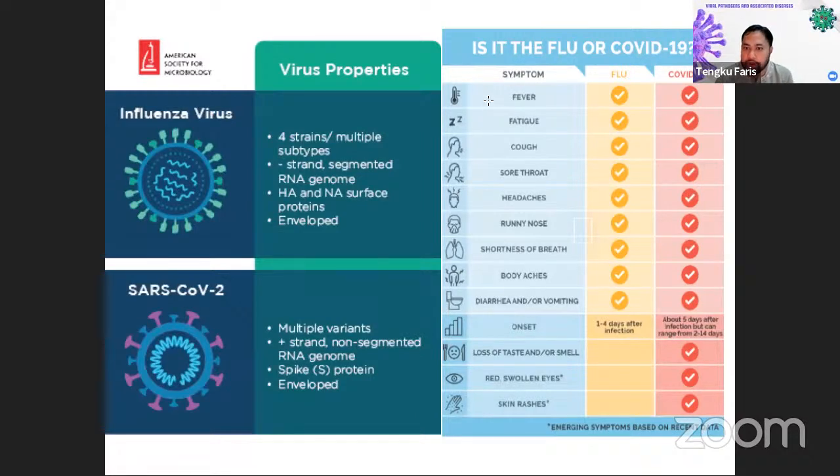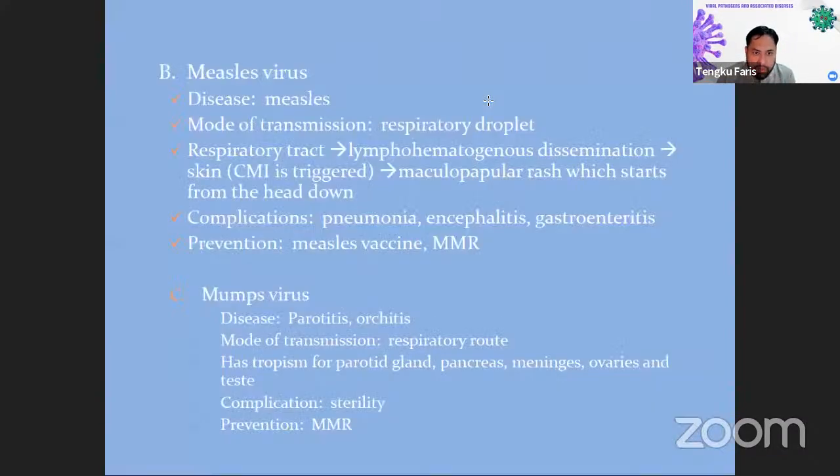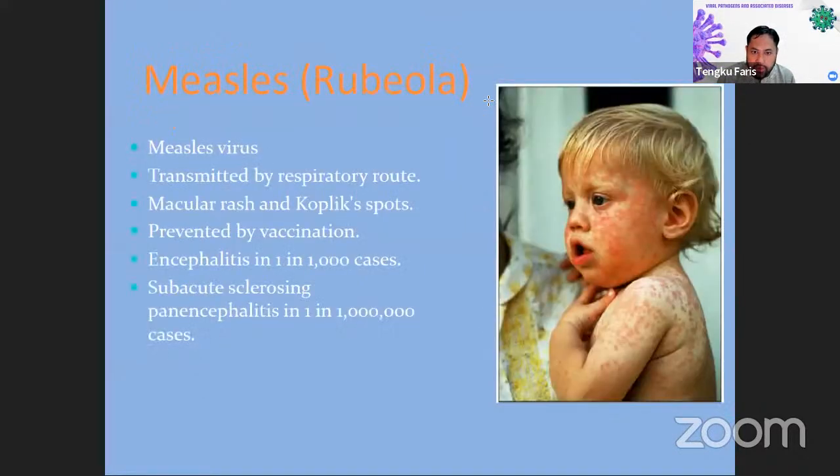Okay, you look at the flu and also the COVID-19. What are the differences? For COVID-19, they have additional symptoms like loss of taste and smell, red and swollen eyes, and skin rashes. Okay, measles virus, mumps virus. Okay, measles, rubella, measles virus. Can you see that causing encephalitis?